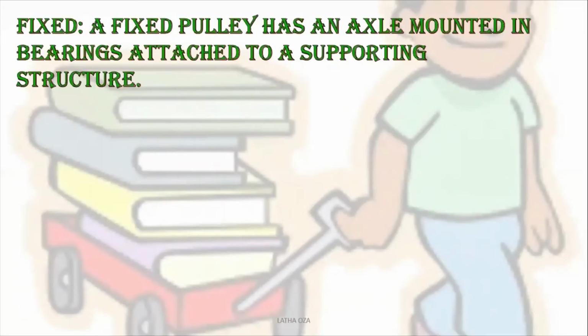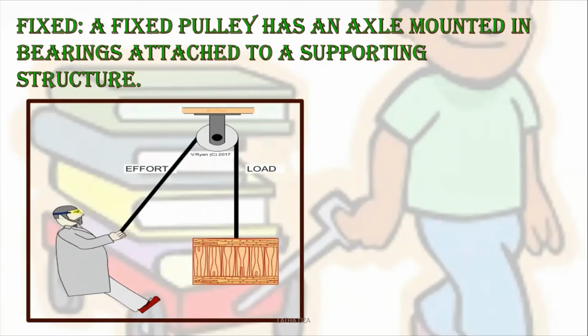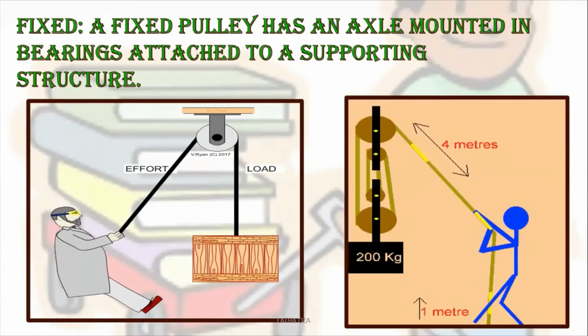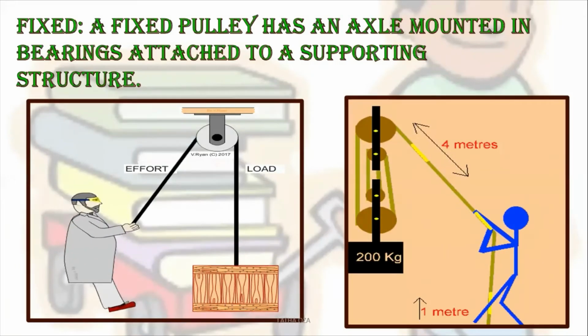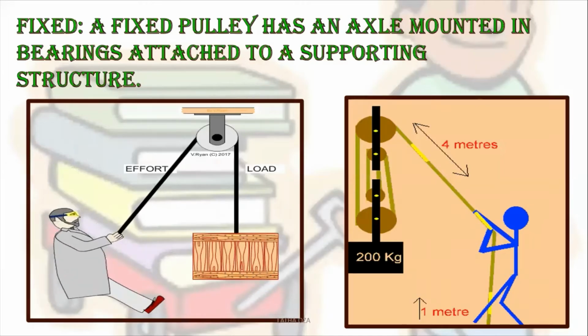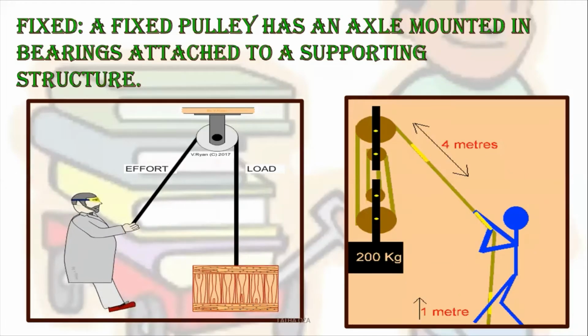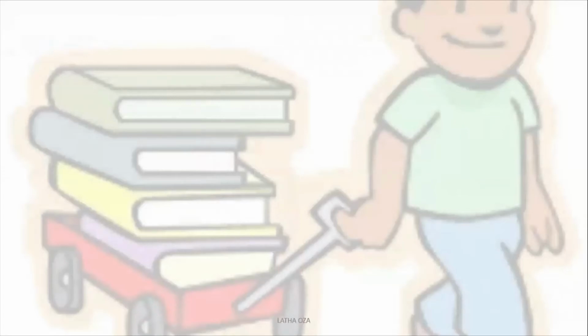The pulley is a simple machine, and we have two types of pulley. A fixed pulley has an axle mounted in bearings attached to a supporting structure. So this type of pulley has a fixed axle. A fixed pulley makes work easier by changing the direction of the force. This type of pulley is used to draw a bucket of water from a well.